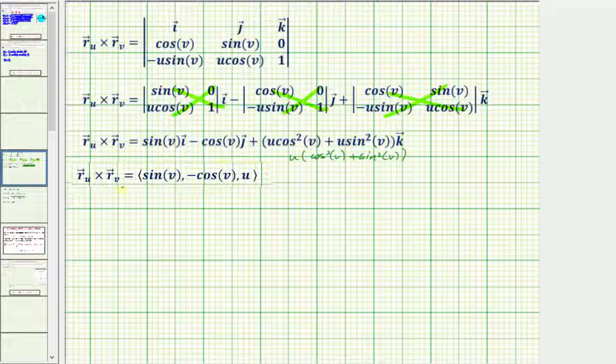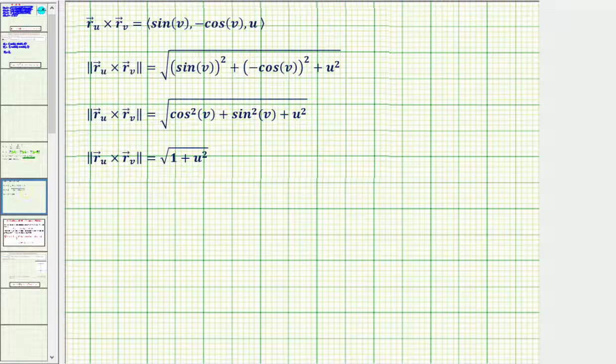And now we want to find the magnitude of this cross product, which I've also already set up. The magnitude of the cross product is equal to the square root of the square of sine v plus the square of negative cosine v plus u squared. We should recognize this again. Cosine squared v plus sine squared v is equal to 1, and therefore the magnitude of the cross product is equal to the square root of the quantity 1 plus u squared.